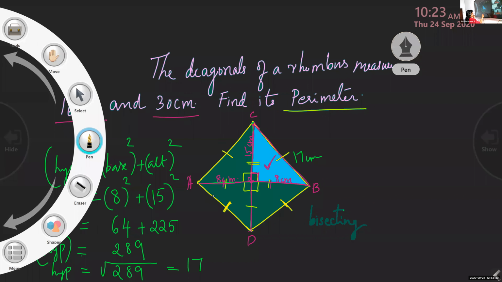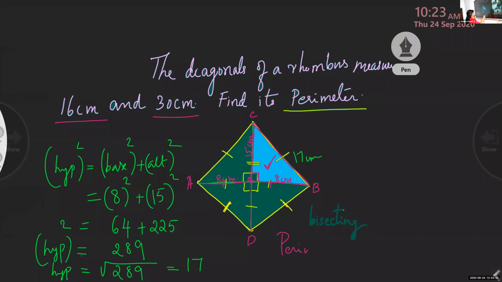So perimeter is equal to 17 into 4, which is 68. So what will you get? 68 centimeter, not centimeter square. For area only we write centimeter square. It is perimeter, so we write it as 68 centimeter.